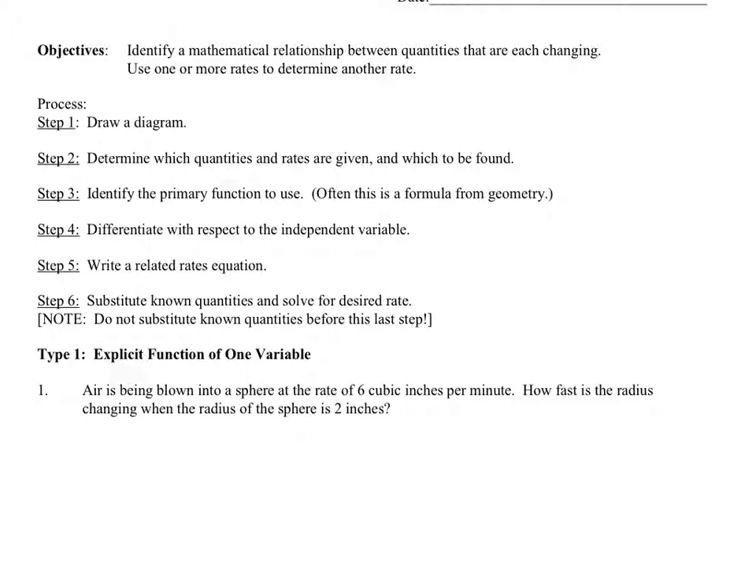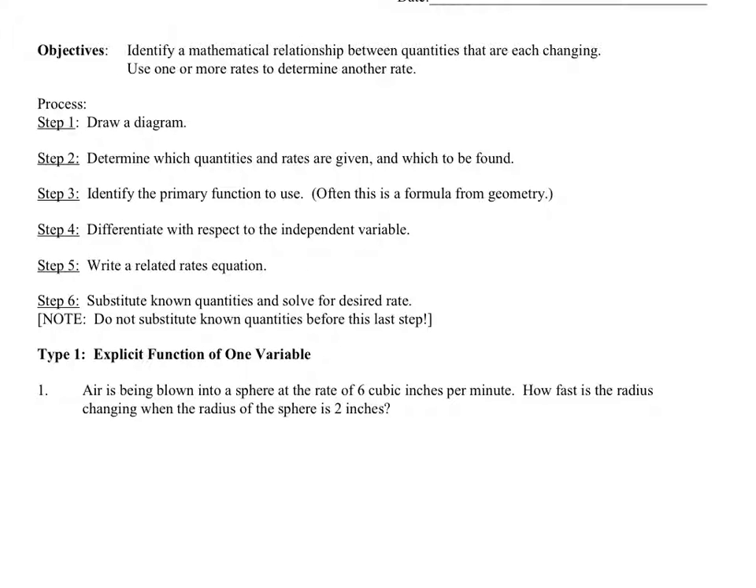Identify the primary function to use. Often, it's a formula from geometry. That's the easy case. If you look at it and say, all right, well, sphere, I have formulas related to spheres. I have surface area, I have volume. If we're talking about a cone or a cube, you have formulas for those things. It's when they give you some weird shape and they say, okay, now water's filling this trapezoidal basin. And like, okay, wait, so it's a three-dimensional trapezoid. What's that going to be in terms of a geometry formula? You'd have to derive it yourself. So it gets a little harder that way. But generally, not too bad, this part.